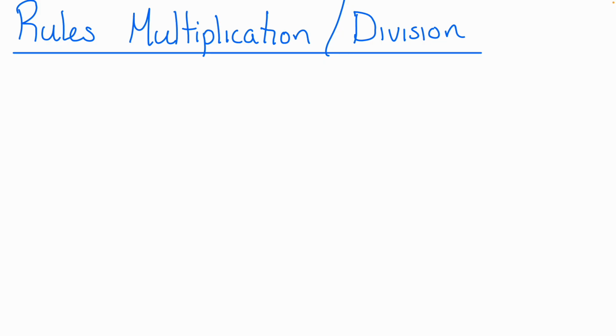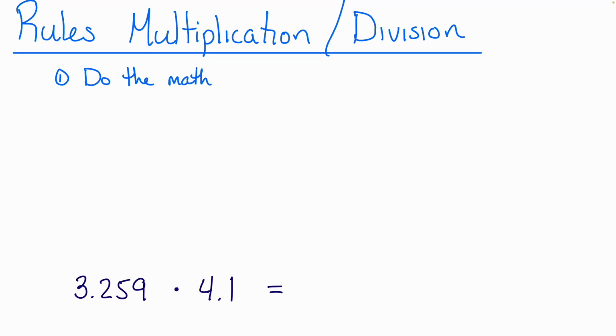All right, let's say that we have 3.259 times 4.1. All right, step 1, do the math. Get your calculation done first. Apply your sig fig rules at the very end. Okay?